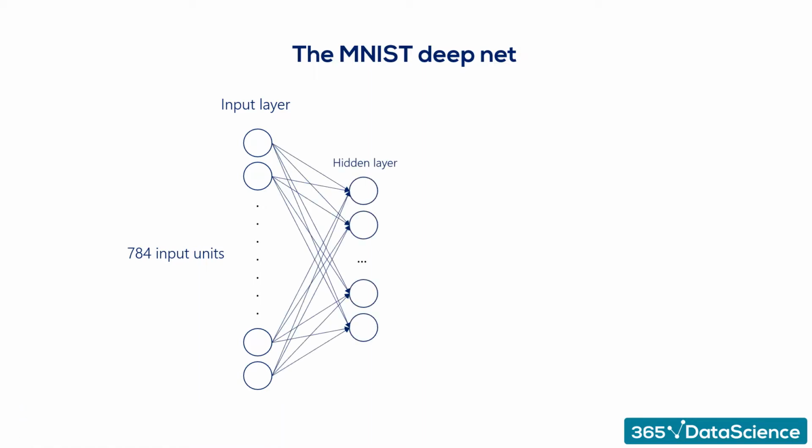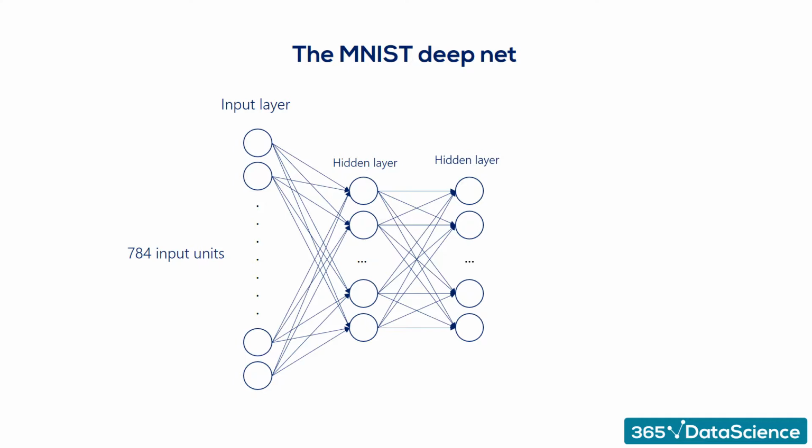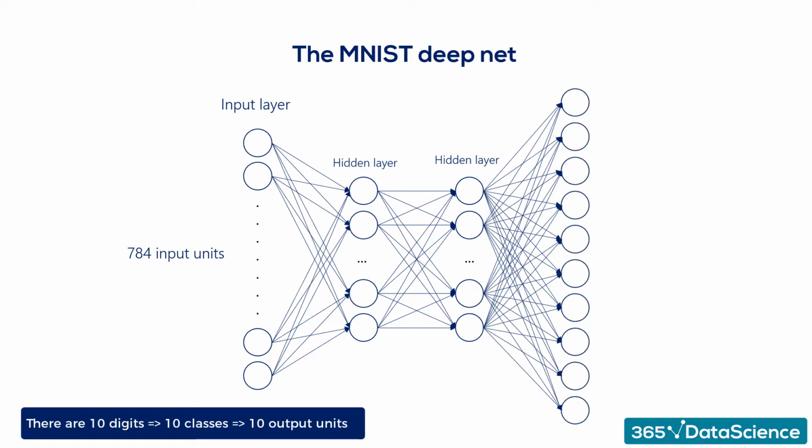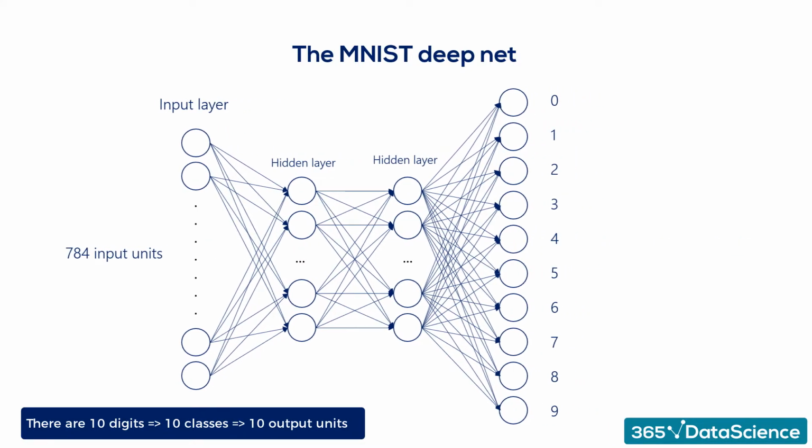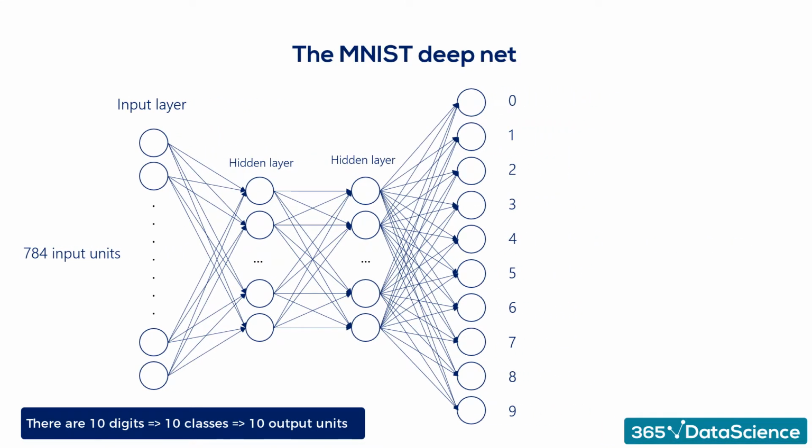For our example, we will build a model with 2 hidden layers. 2 hidden layers are enough to produce a model with very good accuracy. Finally, we will produce the output layer. There are 10 digits, so 10 classes. Therefore, we will have 10 output units in the output layer. The output will then be compared to the targets.